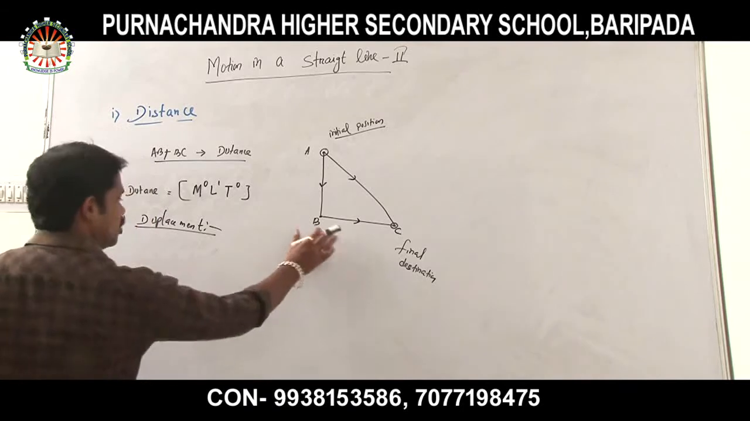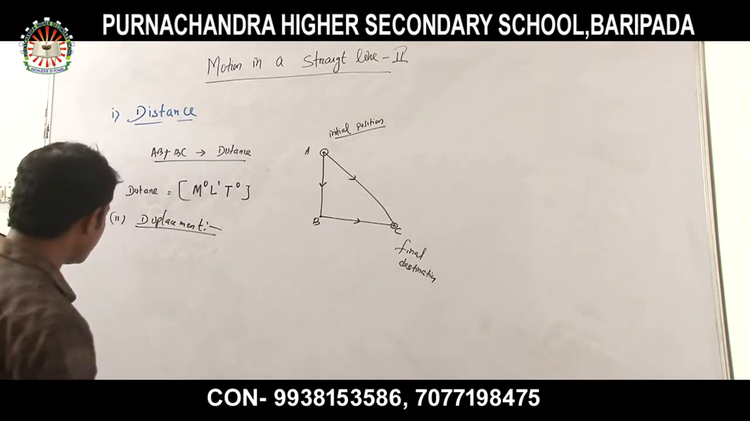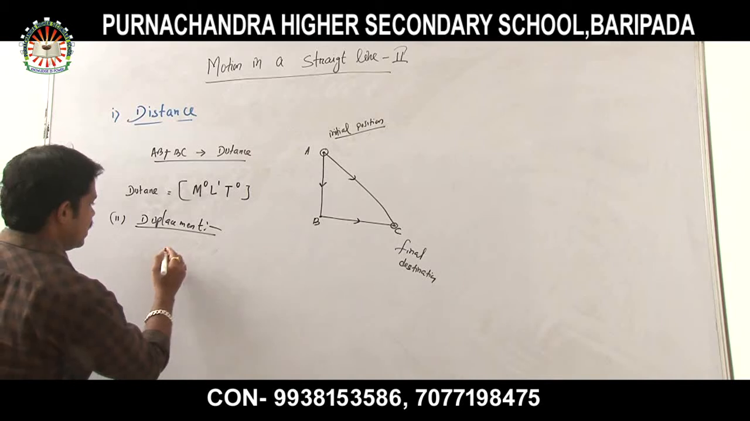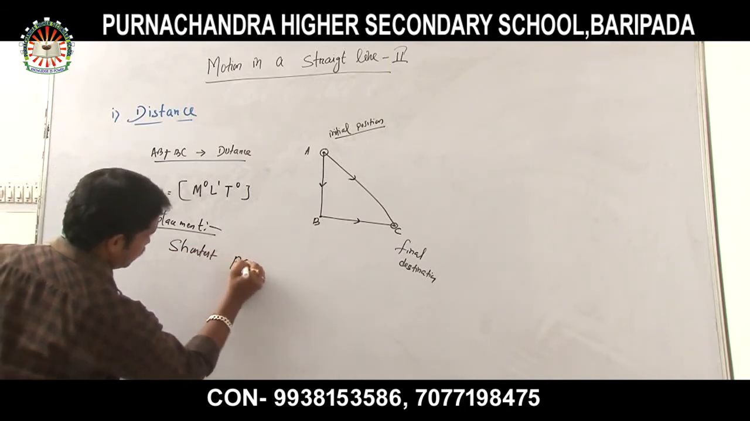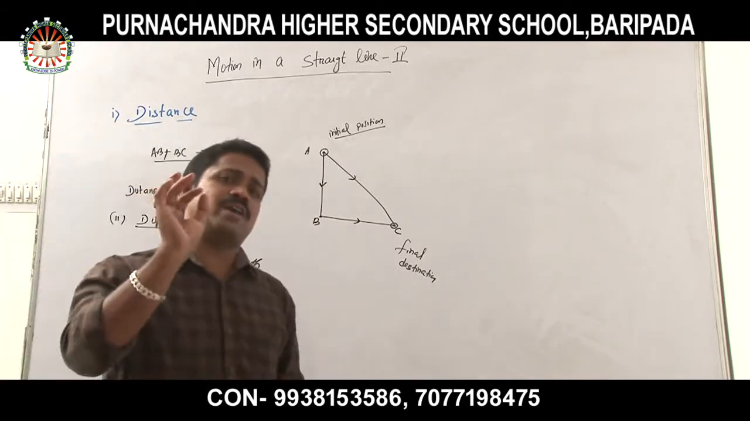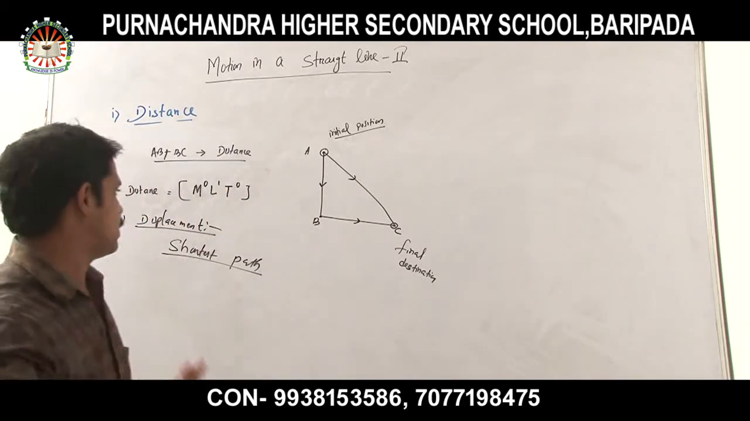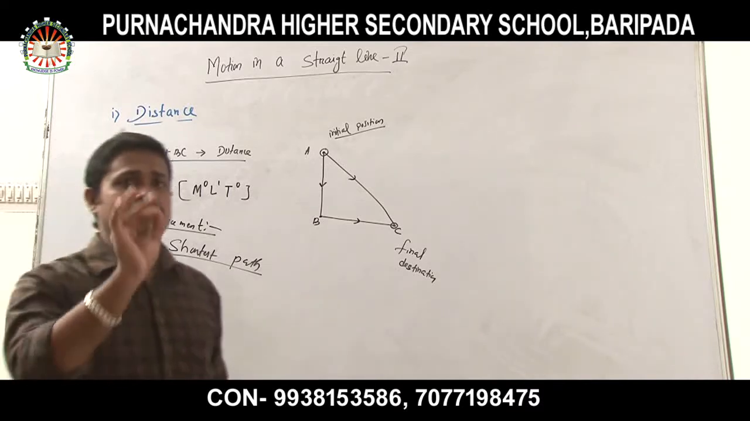So in this figure, which one is the shortest path? The AC is the shortest path. Okay. So displacement is nothing but the shortest path in between the initial and final position. That is a very important point. And another important point, displacement is a vector quantity.